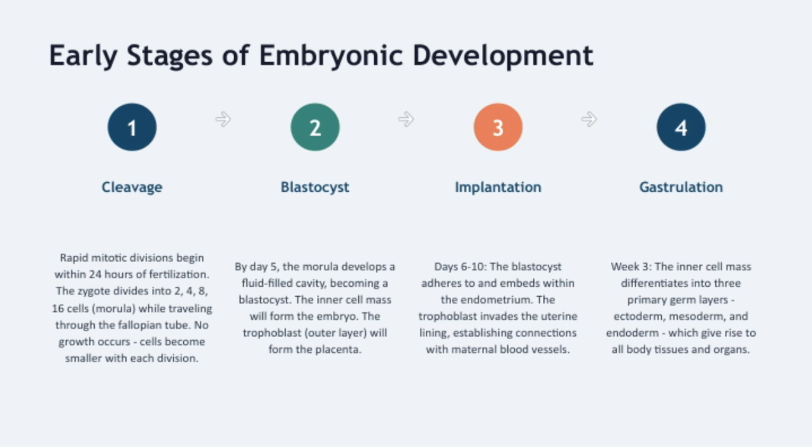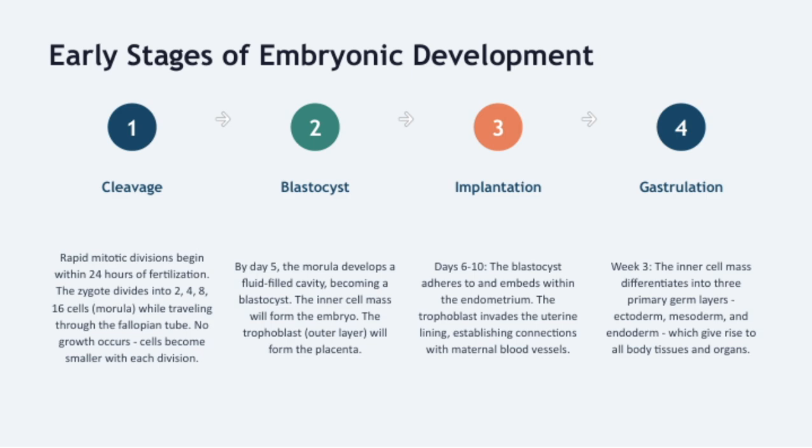During this stage, the trophoblast, which is the outer cell layer of the blastocyst, invades the uterine lining and establishes essential connections with maternal blood vessels. This invasion is vital because it allows nutrient and oxygen exchange, supporting the developing embryo.